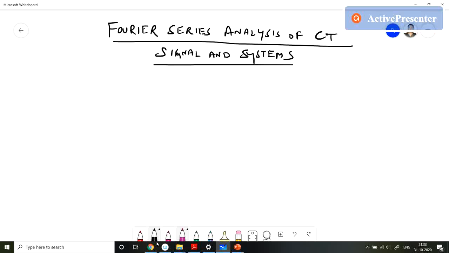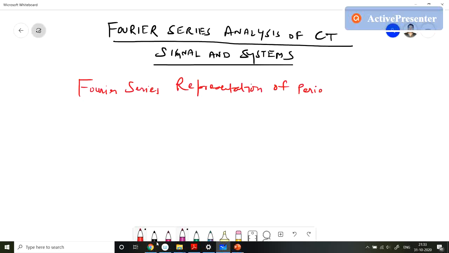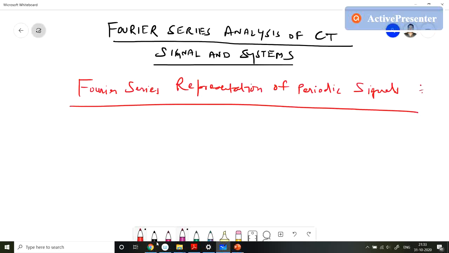So what is Fourier series? Fourier series representation of periodic signals. So let us discuss the Fourier series representation of periodic signals. Let us discuss this first.